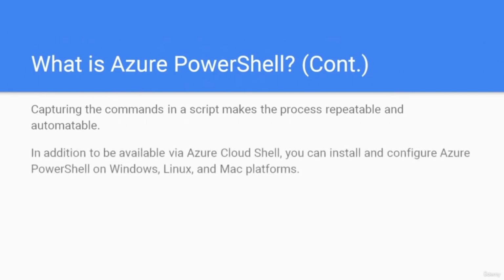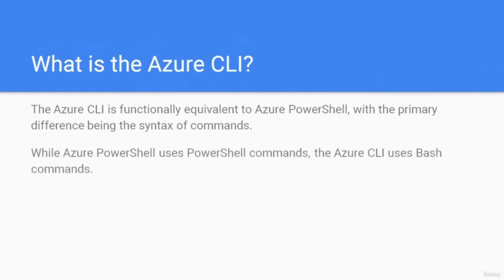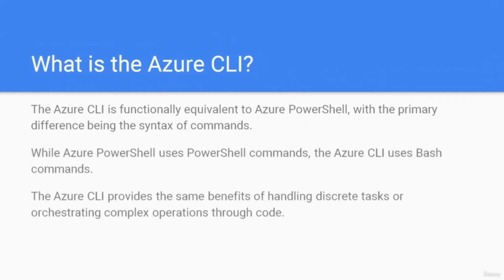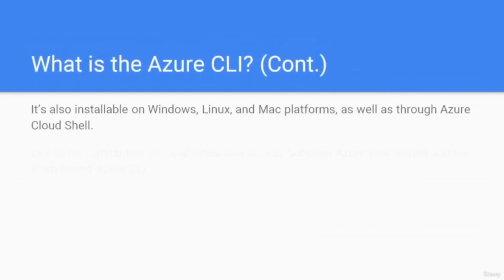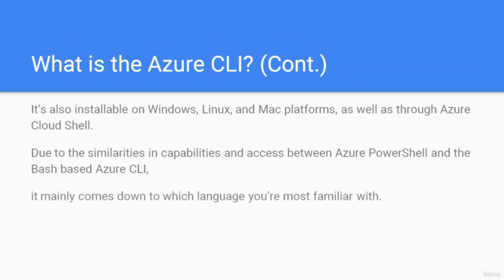In addition to being available via Azure Cloud Shell, you can install and configure Azure PowerShell on Windows, Linux, and Mac platforms. So what is Azure CLI? It is functionally equivalent to Azure PowerShell, with the primary difference being the syntax of commands. While Azure PowerShell uses PowerShell commands, the Azure CLI uses bash commands. Azure CLI provides the same benefits of handling discrete tasks or orchestrating complex operations through code. It is also installable on Windows, Linux, and Mac platforms, as well as through Azure Cloud Shell. Due to the similarities in capabilities and access between Azure PowerShell and bash-based Azure CLI, it mainly comes down to which language you're most familiar with.